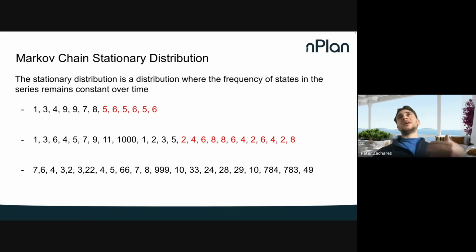And related to states, and to the time series which is a Markov chain, there's this idea of a stationary distribution. The stationary distribution is a distribution where the frequency of states in the series remains constant over time. When you start sampling from a Markov chain, you're not necessarily in the stationary distribution. But over time, if you have the right conditions, you could converge to the Markov chain's stationary distribution.